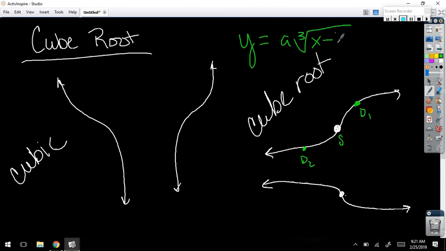All right, the equation looks like this. It looks so similar because it is. It's just a cube root instead of a square root. Now I can have a negative under there, and that's why I need to go off in both directions.